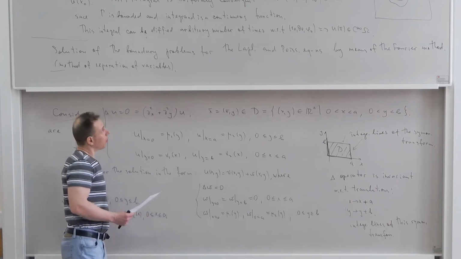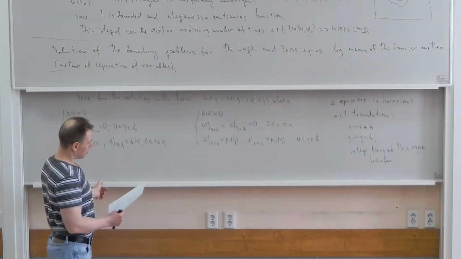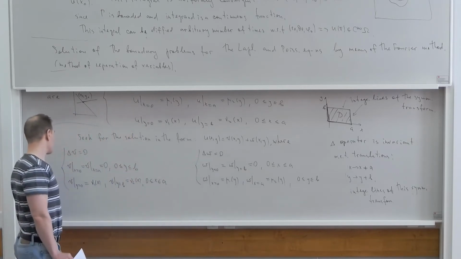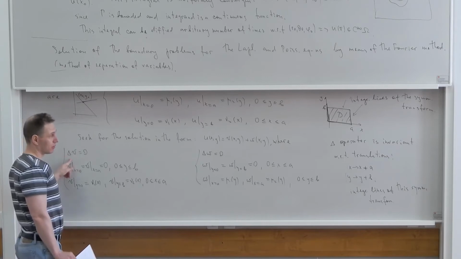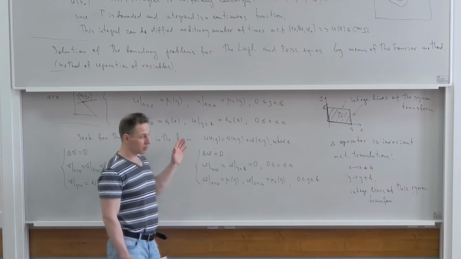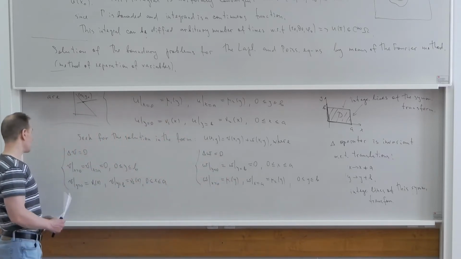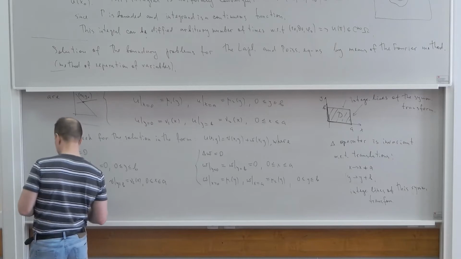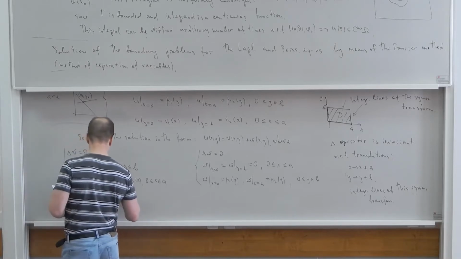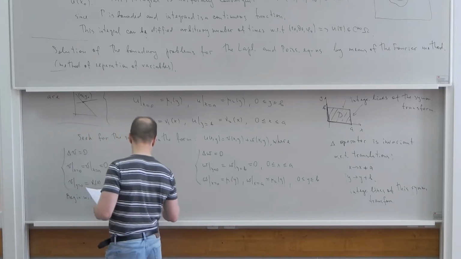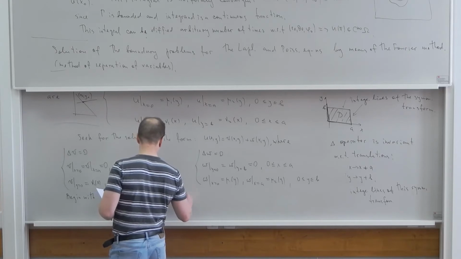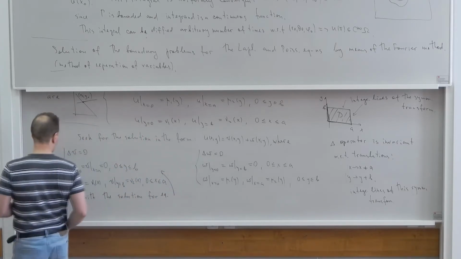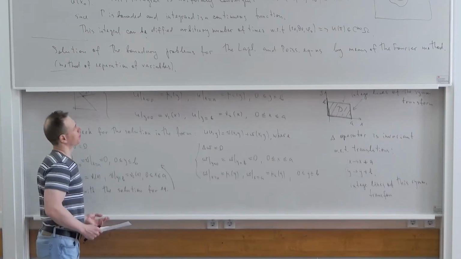Then we need to find the solution of these two Dirichlet problems. And we begin with this one, and in fact we solve only this problem because the solution of this problem is analogous to the problem for the function V. And we begin to seek the solution of this boundary problem. Okay.